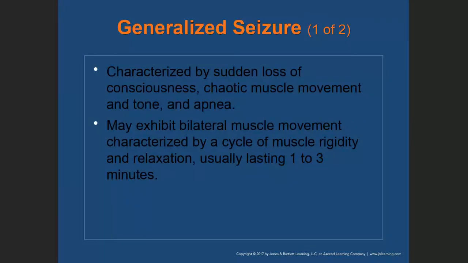All right, now generalized seizures. These seizures are characterized by a sudden loss of consciousness. There is chaotic muscle movement and tone and apnea. May exhibit bilateral muscle movement characterized by a cycle of muscle rigidity or contraction and then relaxation, and this usually lasts 1 to 3 minutes.